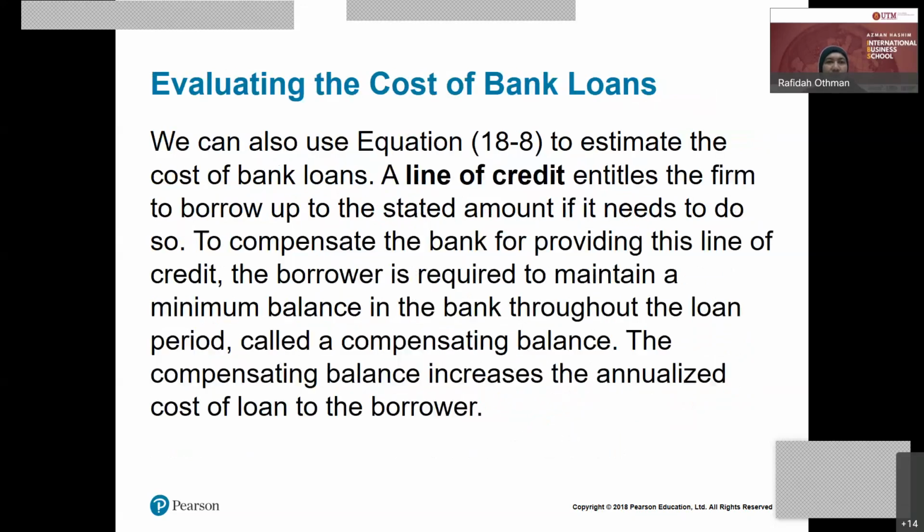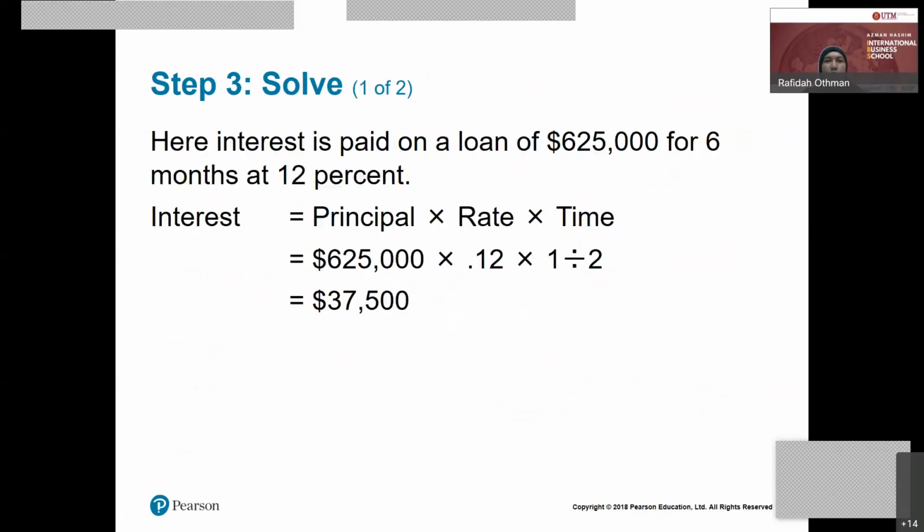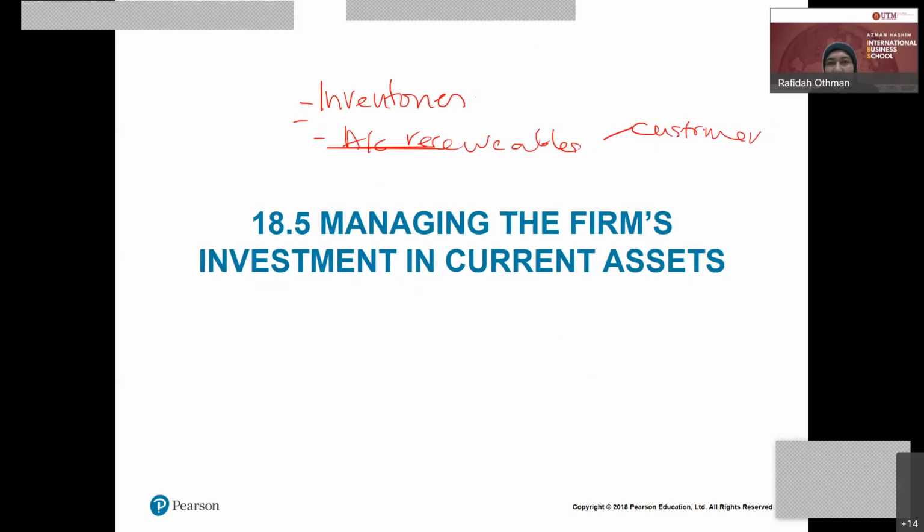Okay, and evaluating the cost of bank loan. These are actually the same thing that we were looking into on interest just now. Again, we move to the next one, where we are looking at managing the firm's investment in current asset. Now we are talking about the inventory, and we are also talking about account receivable. Account receivable is actually our customer. Just now we were talking about the supplier. Now we are talking about our customer.